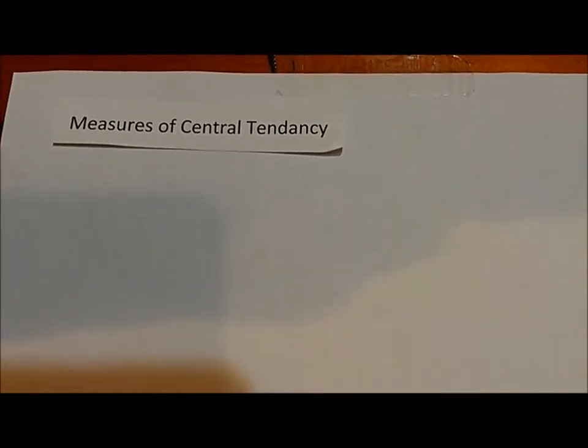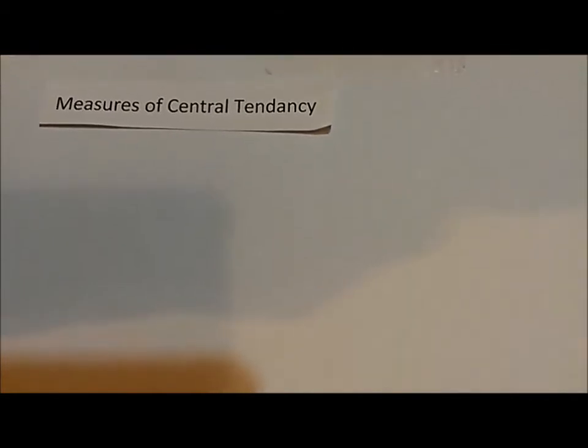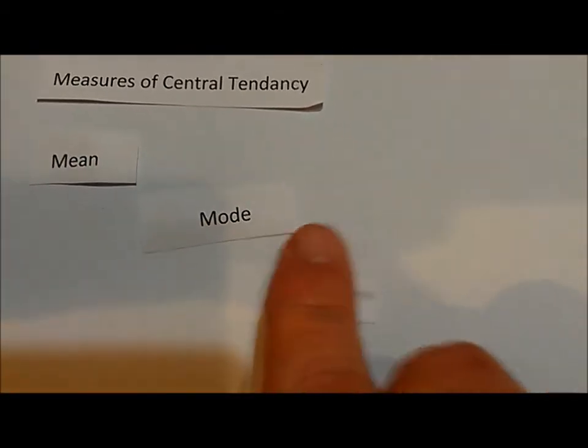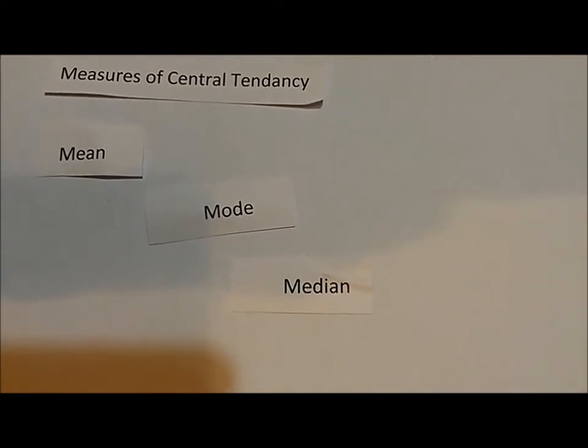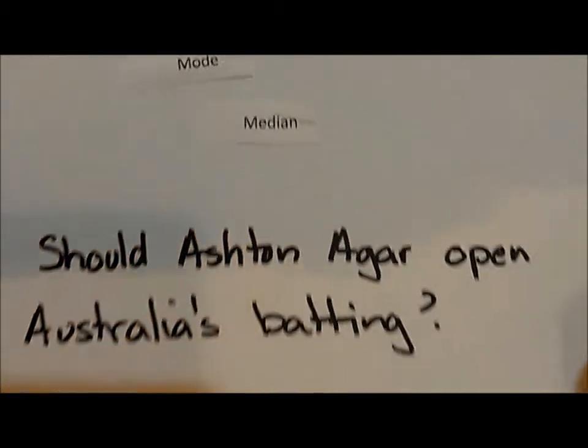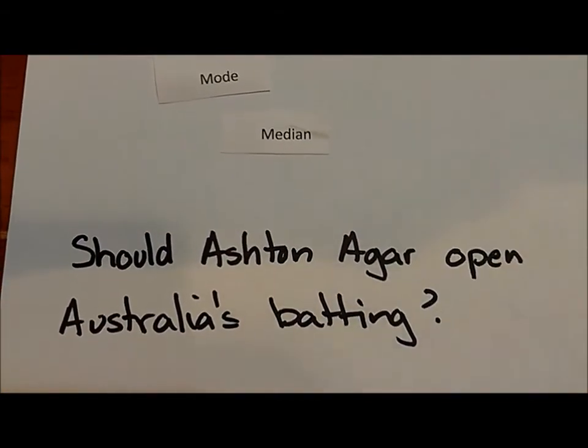Okay, so I want to have a look at some of the concepts of measures of central tendency and review some of the things you've done in the past. You would remember scores like the mean, the mode and the median. I want to have a look at these in relation to a question. And my question is, should Ashton Agar open Australia's batting?